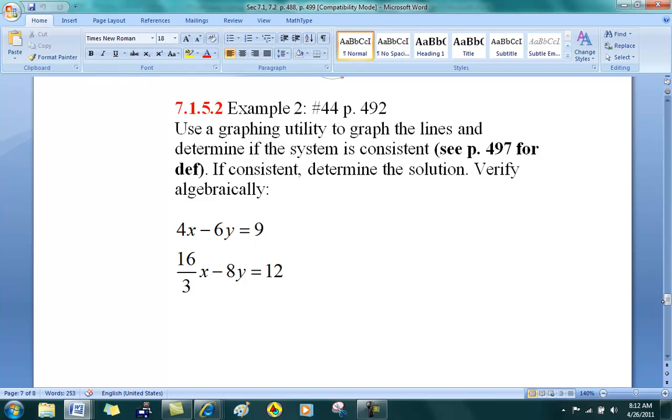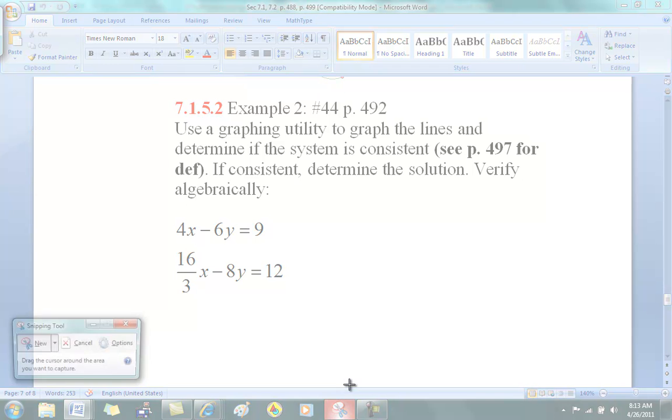Okay, use a graphing utility to graph the lines and determine if the system is consistent. And like I told you, consistent means that there is at least one solution. To get the more precise definition, you need to go to page 497 of your book and read that. So we need to graph these things. So before we even graph, we need to put these equations as y equals, okay?